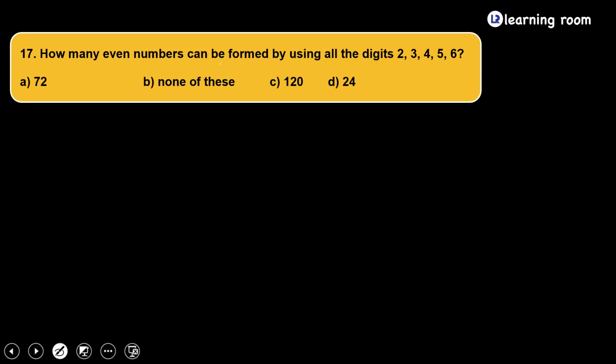So when they say even number, what is the first condition that you need to fill? The units place should have 2, 4, or 6. So the units place can be filled in 3 ways. Repetition of digits is allowed. How many blank spaces are there? 1, 2, 3, 4. Those 4 blank spaces can be filled among themselves in 4 factorial. So 24 into 3, 72 should be the answer. Am I clear?